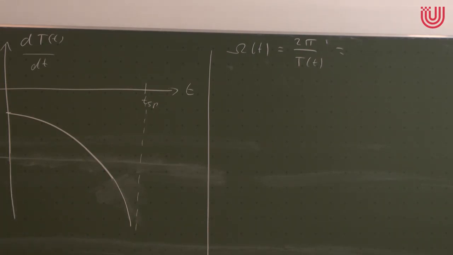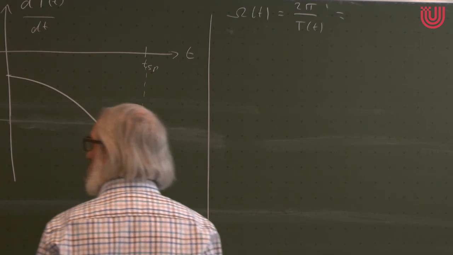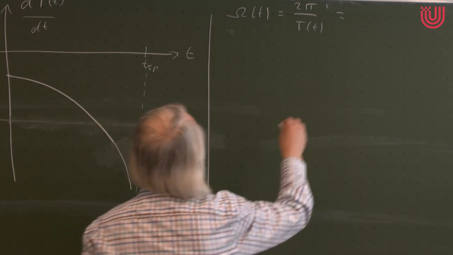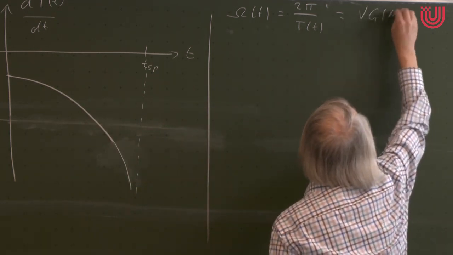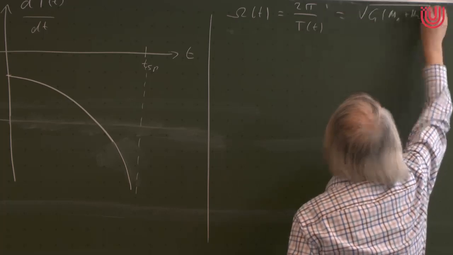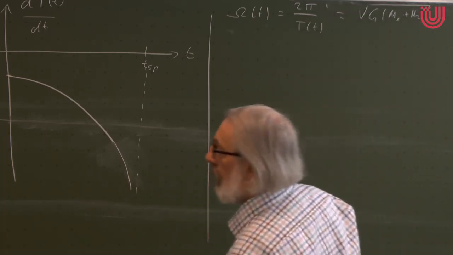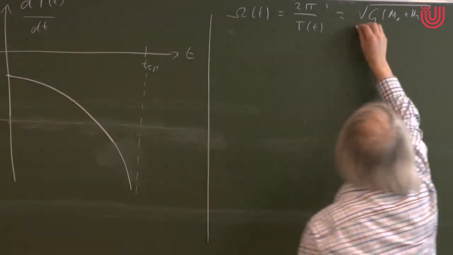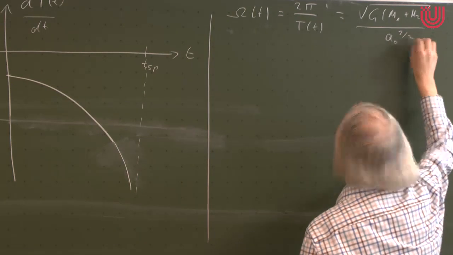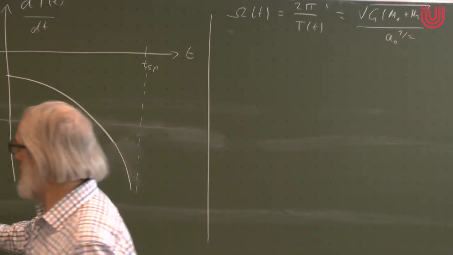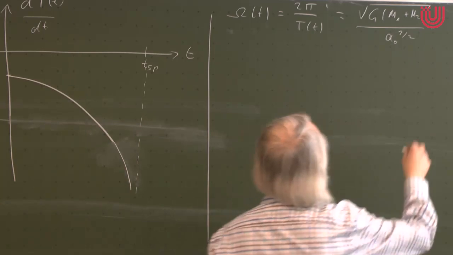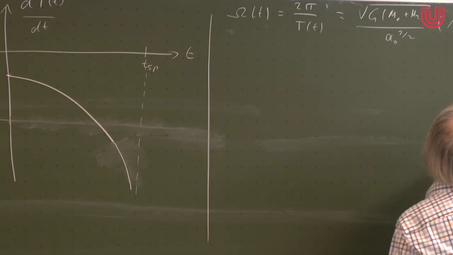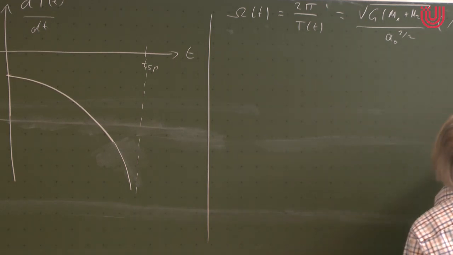Well, we can write it down from the expression which we have on the board. So I have to invert this and then cancel the 2 pi. So this is root G (m1 plus m2), divided by a naught to the 3/2. And I have the inverse of this, so it's minus 3/8. 1 minus t over t_sp, to the power minus 3/8.